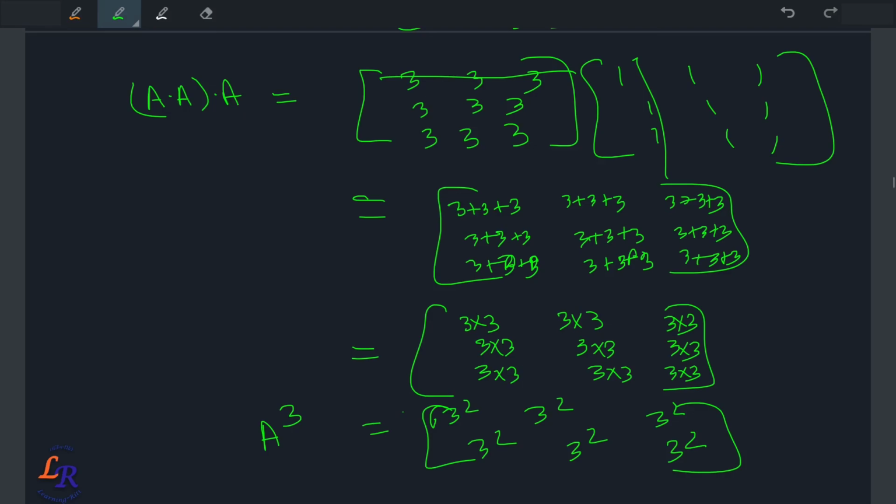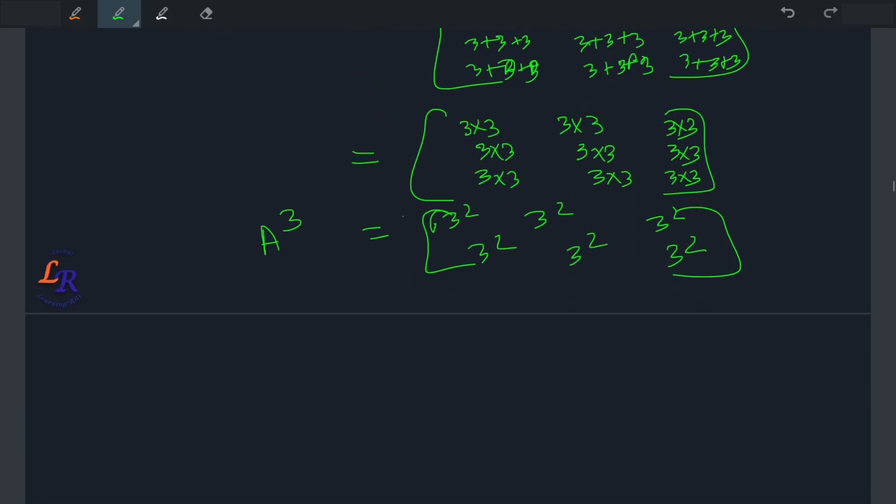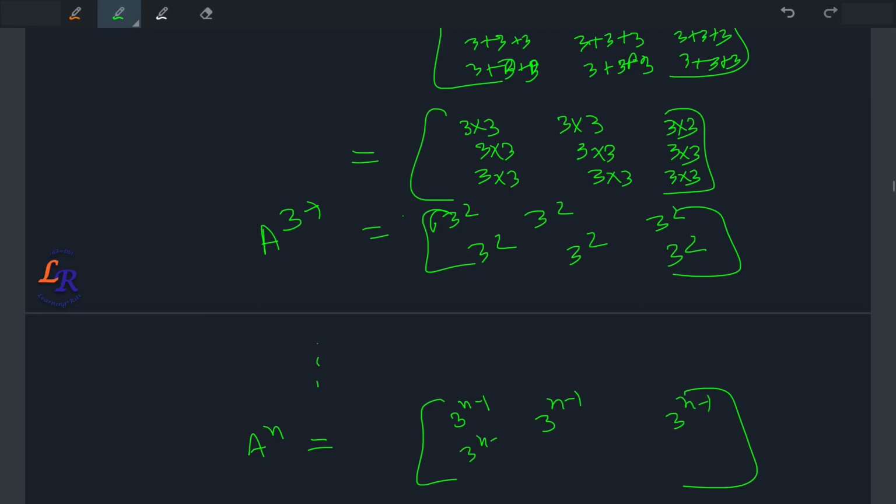Now similarly you keep multiplying, and you will see that when you go to the power n, the exponent on 3 goes to n minus 1. You will end up getting every element as 3 to the power n minus 1. So this is how you can get the value of A to the power n if the matrix is given.